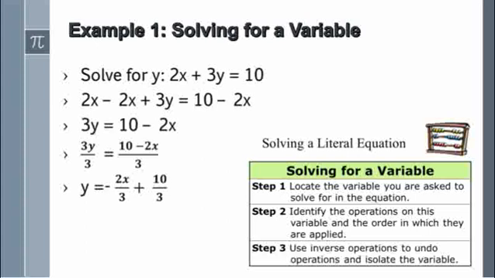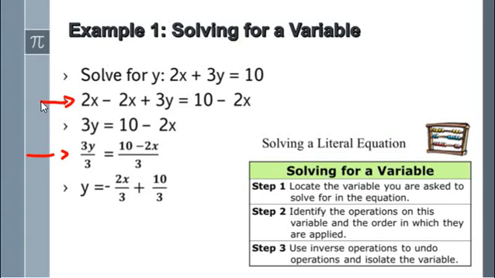So let's take a look at an example that's been done for us. Here it says solve for y. So you have 2 variables in here. We want to get y by itself. So in order to do that, we need to get this 2x away from 3y. So the opposite of a positive 2x or adding 2x is subtracting 2x. So that's what they are doing in step 1, subtracting 2x on both sides. And they end up with 3y equals 10 minus 2x. The last step is to get y by itself. So the opposite of multiplying by 3 is dividing by 3. So they're dividing by 3 here on both sides.